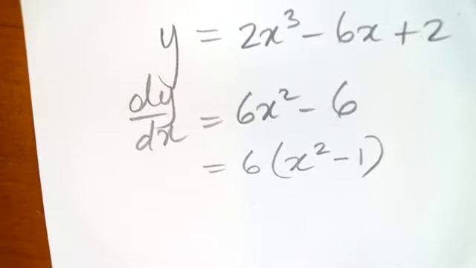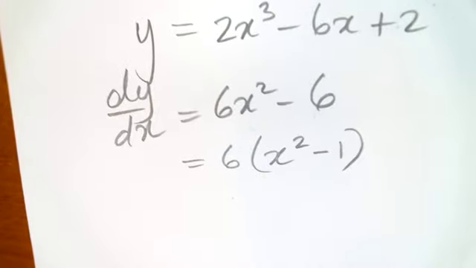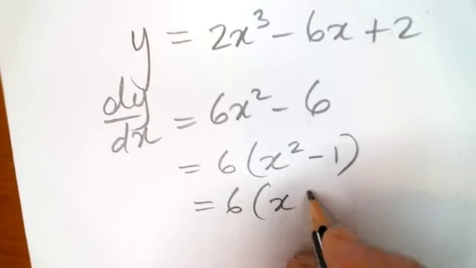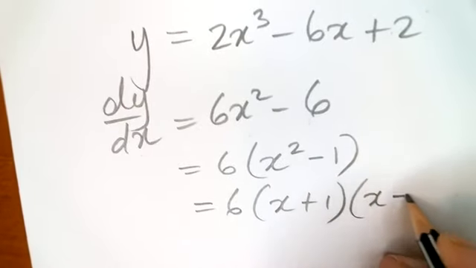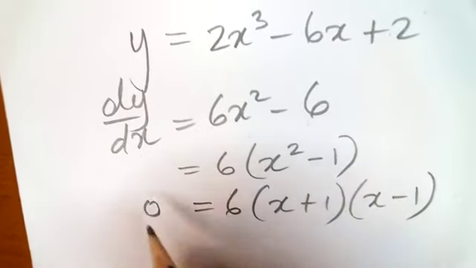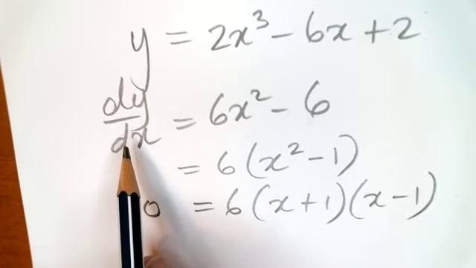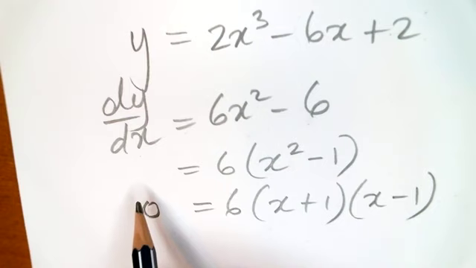Now, if we go ahead, we can actually factorize this further. We can say this is going to be 6 times (x plus 1)(x minus 1). And if we make this whole thing equal to 0, because this is the gradient function, and with the gradient 0, there'll be a turning point or multiple turning points. In this case, there's going to be 2.